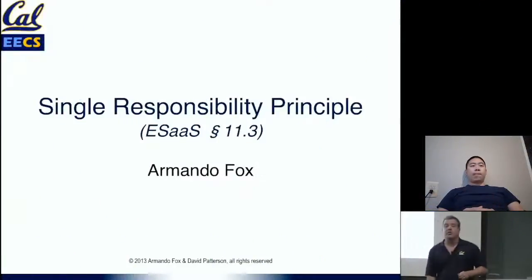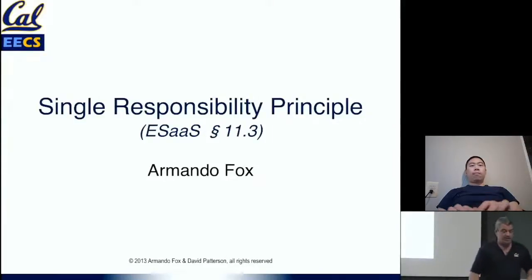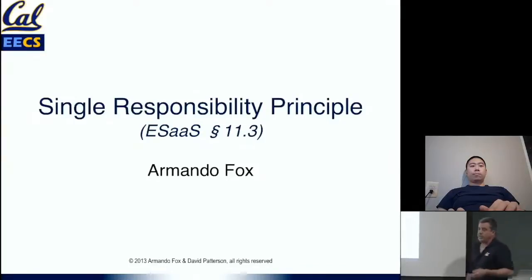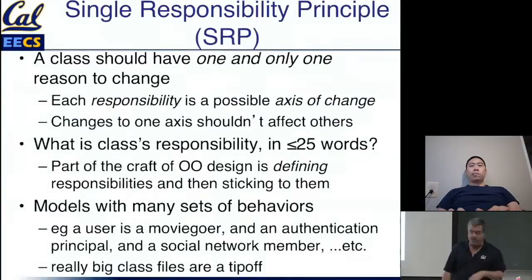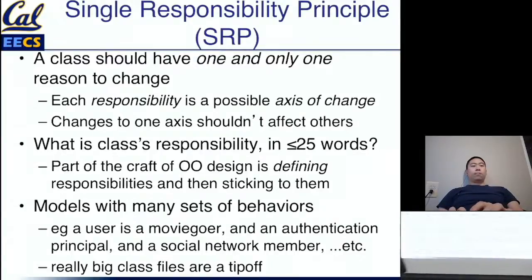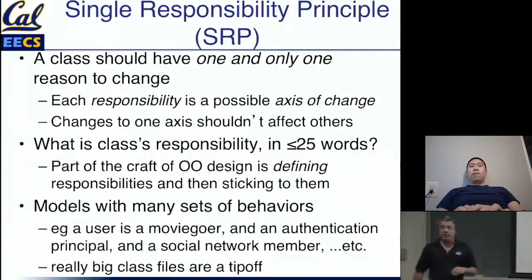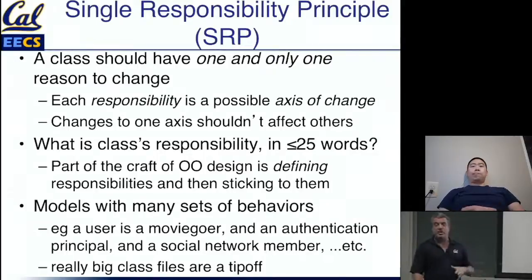Okay, so we'll start with single responsibility, which, to me, is related to the idea that functions should only do one thing. This is the class-level expression of that, which basically says a class should have exactly one reason to change. We talk about an axis of change of a class as being a responsibility, and the idea is that changes to one axis shouldn't affect the others.